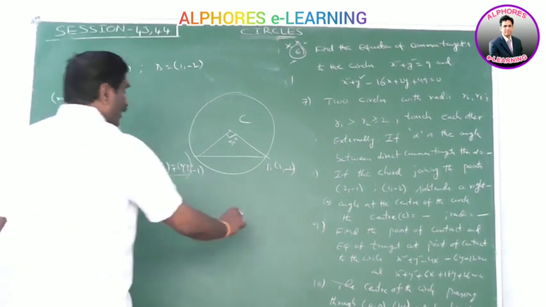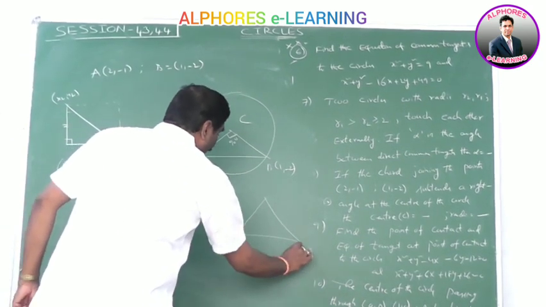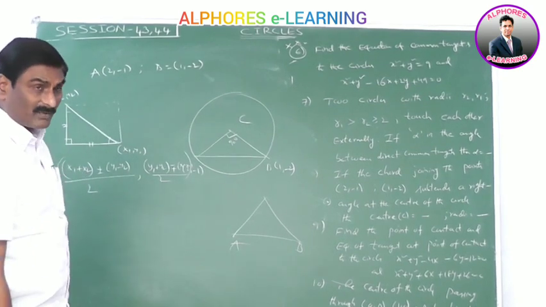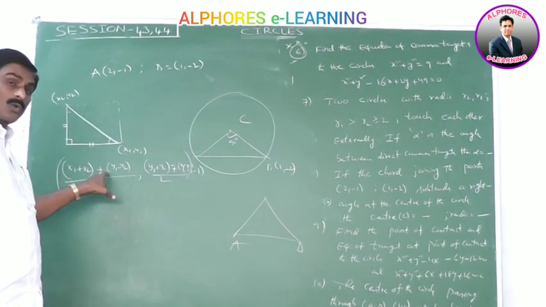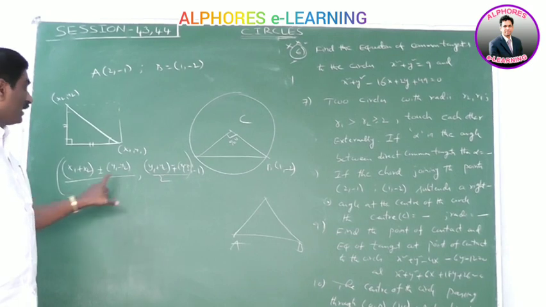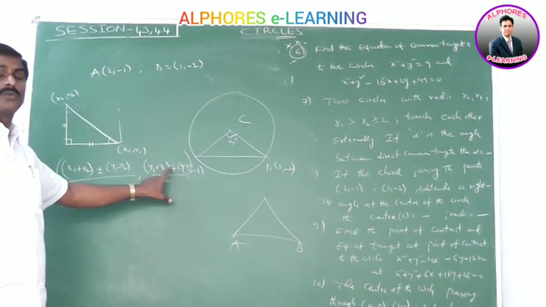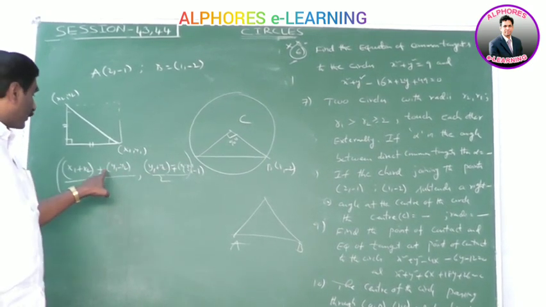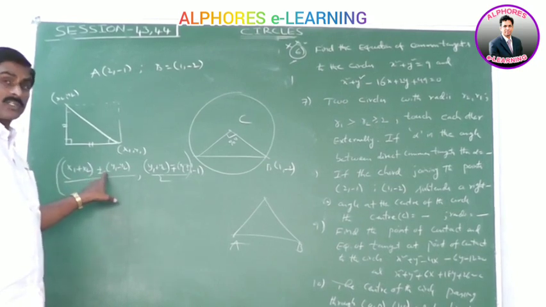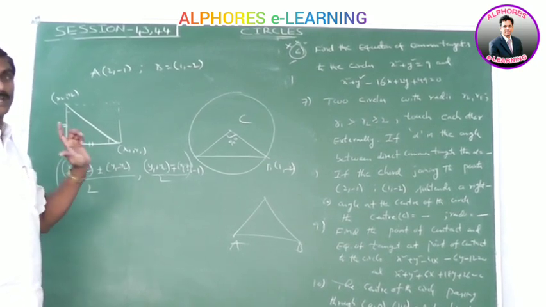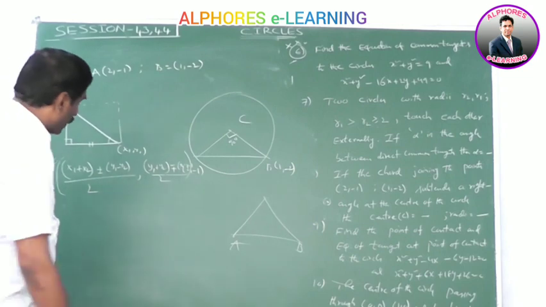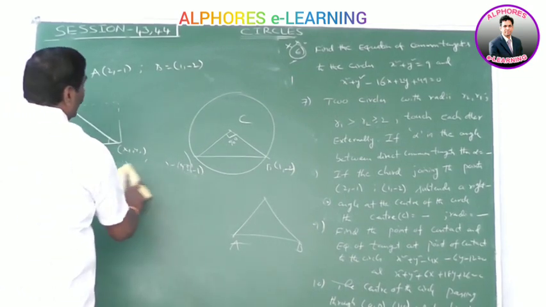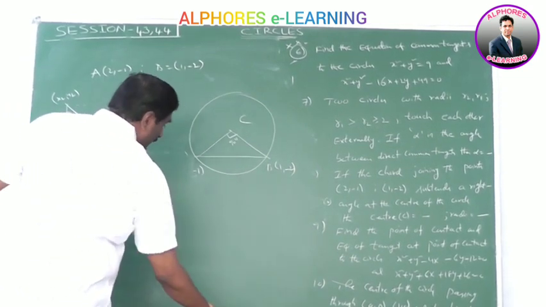Similarly, in an equilateral triangle, if any two vertices are given, what is the third vertex? ((x1 + x2) ± √3(y1 − y2))/2 comma ((y1 + y2) ∓ √3(x1 − x2))/2. In an equilateral triangle, we use root 3. In a right angle isosceles triangle, we use 1 into (y1 − y2). Okay? So, by using that formula, we find the remaining vertex.